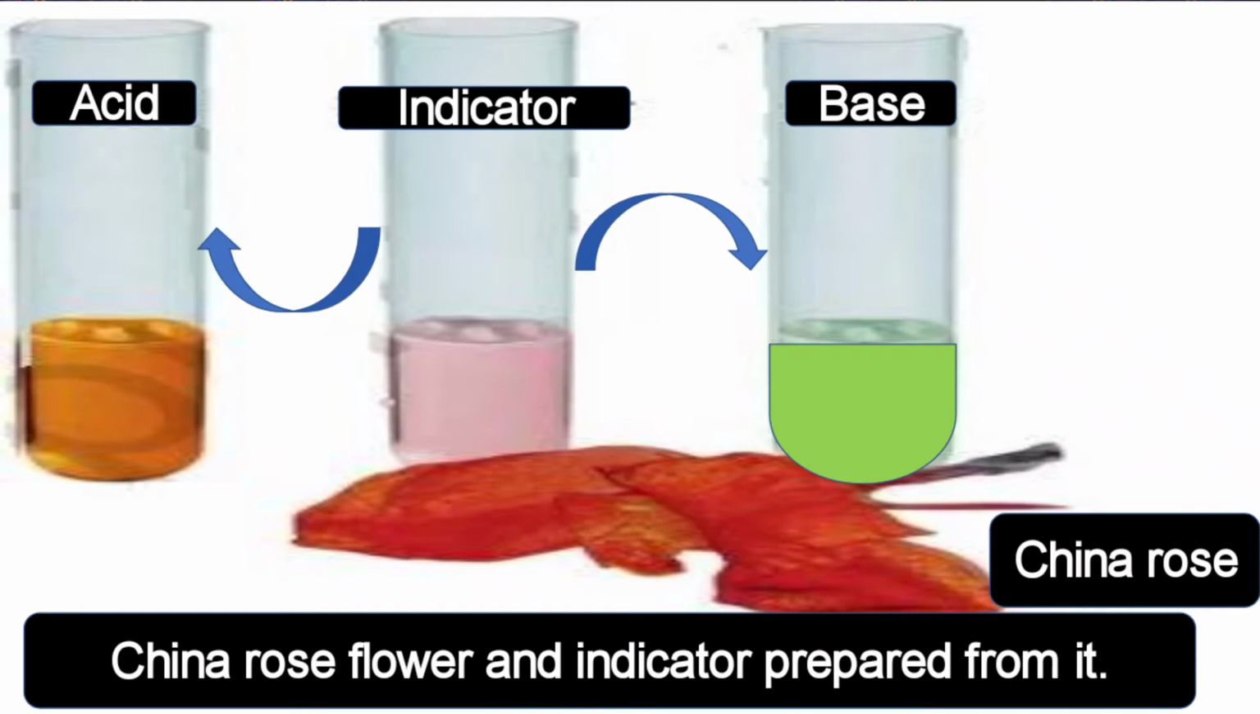You can see here it is China rose indicator that we have made by immersing the petals into the warm water. Then it will take the light pink color. When you add some drops of acid inside, it will change into this magenta color. And when you add a base into this solution, it will take the green color. All these things you have to keep in mind, you have to remember.